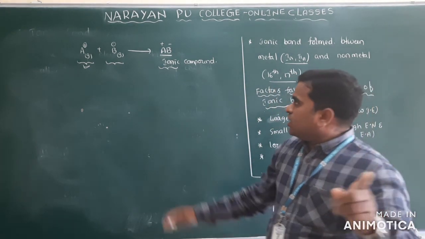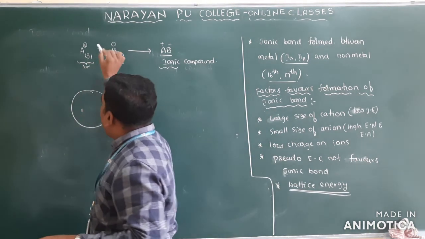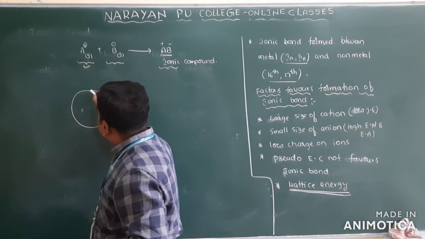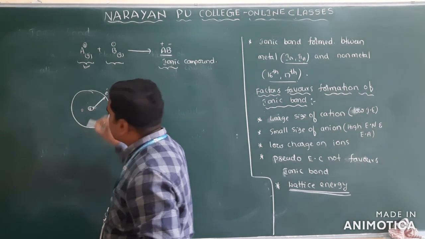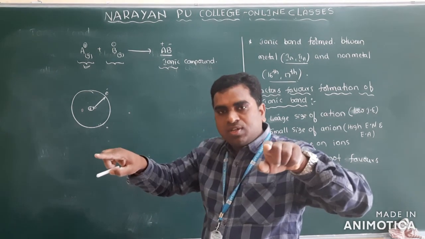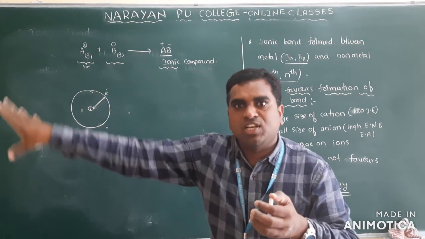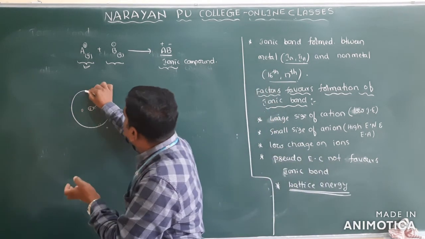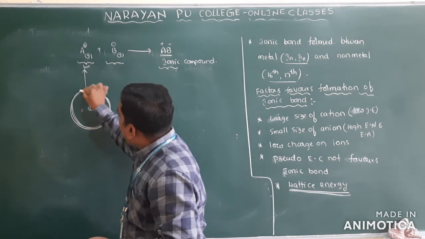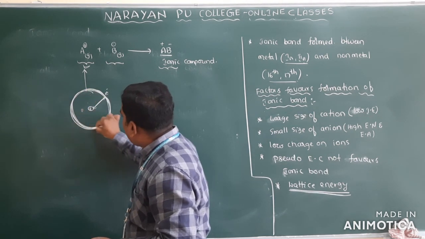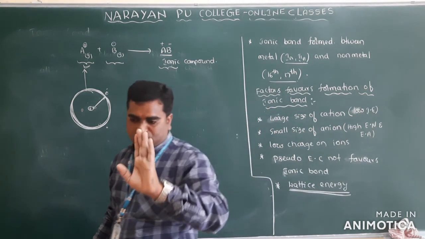What is my point here? If the size of the atom which is forming the cation is large, and the distance between the nucleus and the outermost electrons is also large, then the nuclear force on the outermost electrons will be less. We can easily remove the electron. So cation formation takes place very fast if the atom has a large size, or we can simply say low ionization energy. That is the first point.